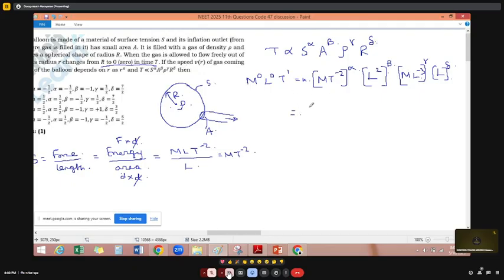So let's try this. So this will become M power alpha and then alpha plus beta. Alpha will come here, gamma will come here, so alpha plus beta. And then L power 2 beta. And this is minus 3 gamma and plus delta. Is there anything else we missed? Okay, T power minus 2 alpha.